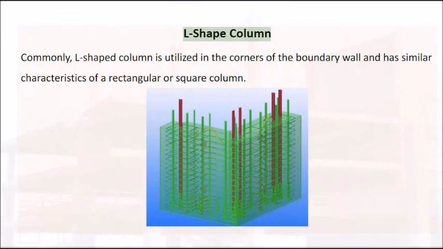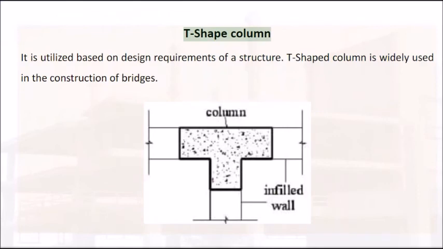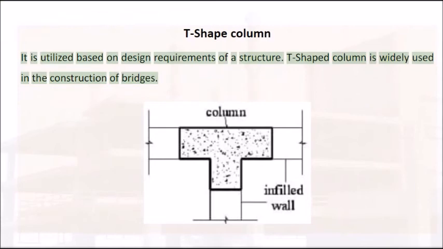L-shaped column. Commonly, an L-shaped column is utilized in the corners of the boundary wall and has similar characteristics to a rectangular or square column. T-shaped column. It is utilized based on design requirements of a structure. T-shaped columns are widely used in the construction of bridges.